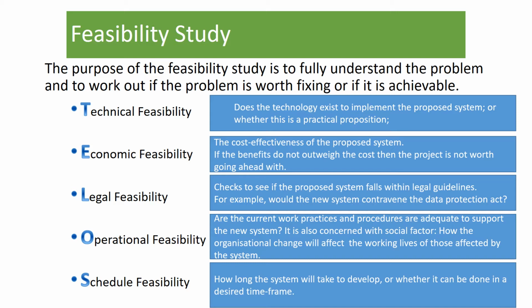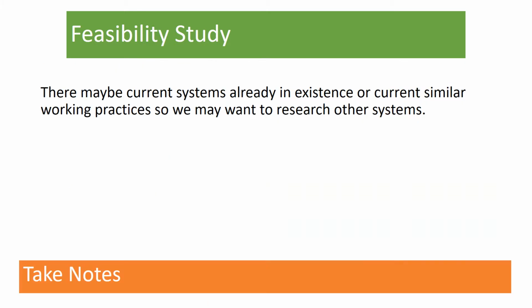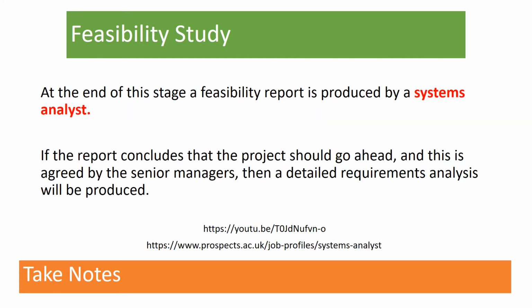And then finally, our scheduling feasibility. How long is it realistically going to take us to make this? If it's going to take years and years, well, is that going to be the correct solution for us? Remember that there might already be a system that's currently similar. We may want to research other systems first.